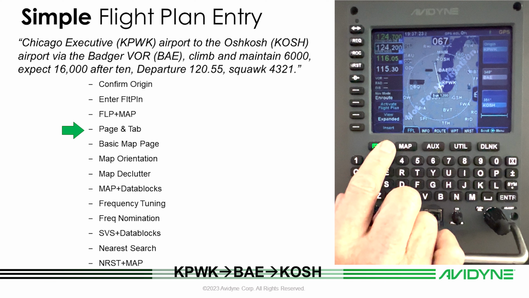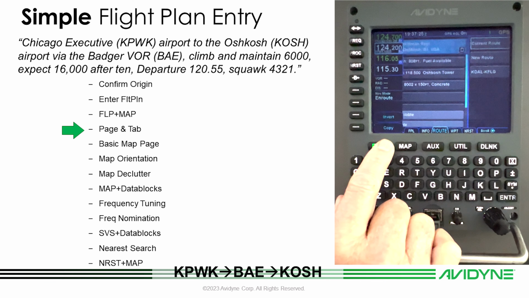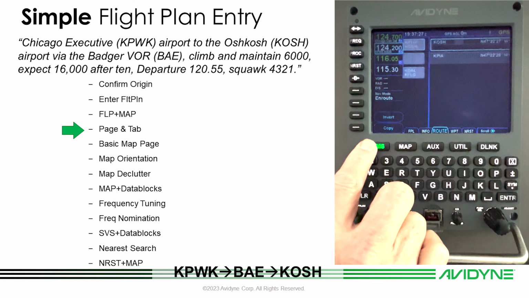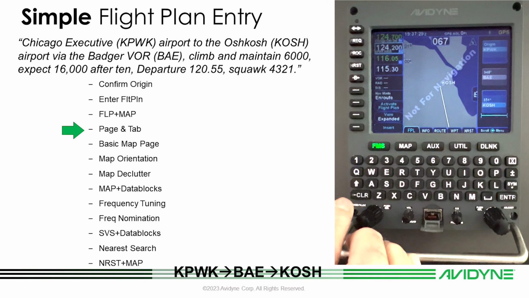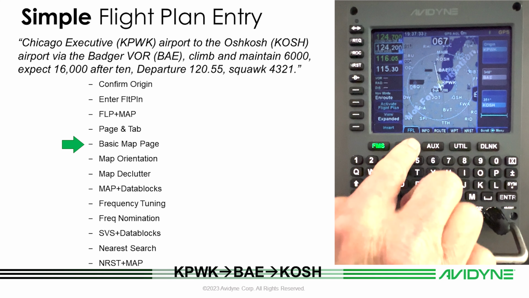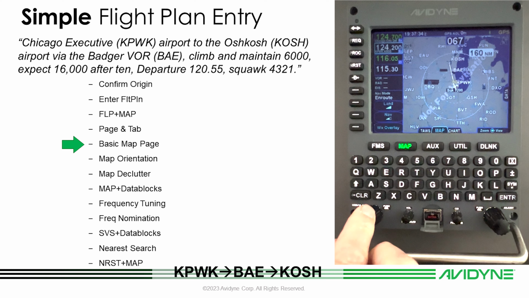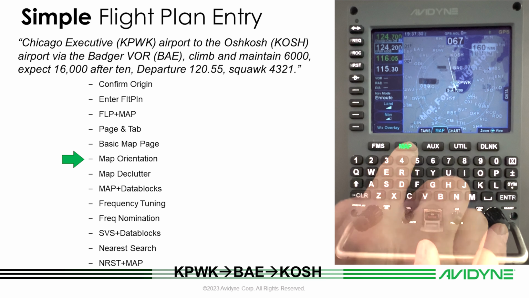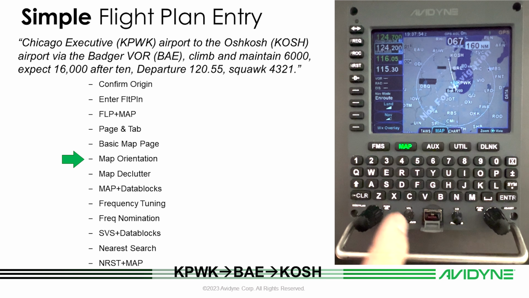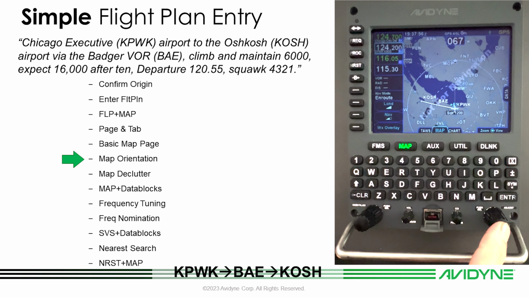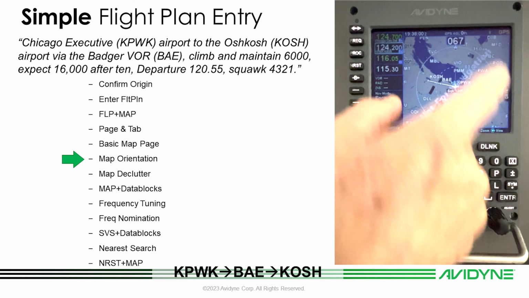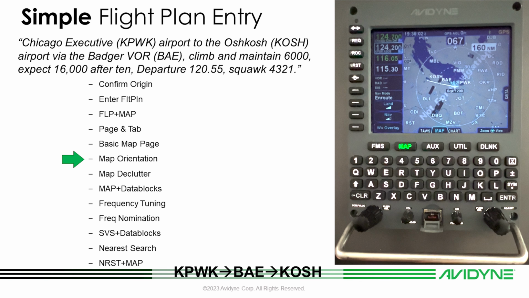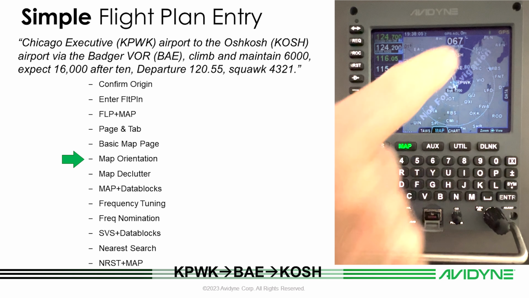Using the FMS page rocker switch, we can move through each of the tabs, left and right, to get additional information as needed. We can hit the Map page button to view the full screen map. We are in North Up view right now. Pushing the right FMS knob switches the map to Forward View Track Up, 360 View Track Up, and back to 360 degree view North Up.